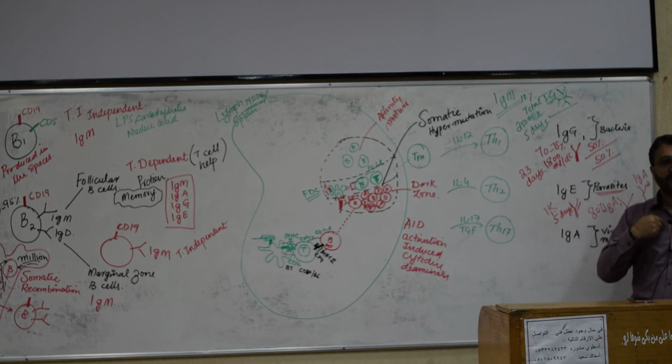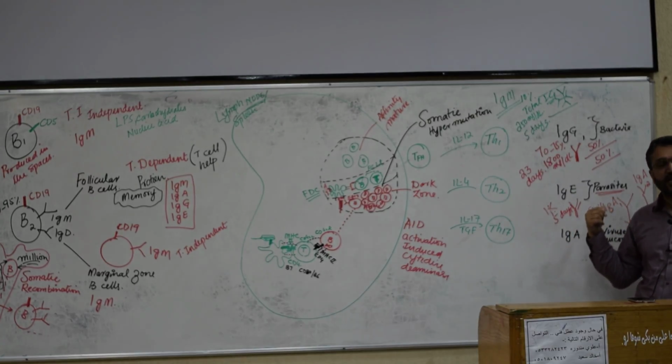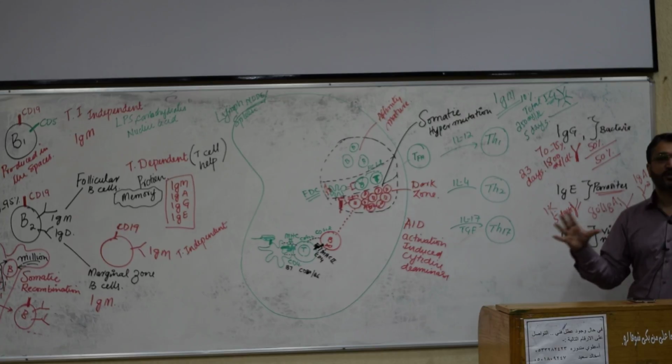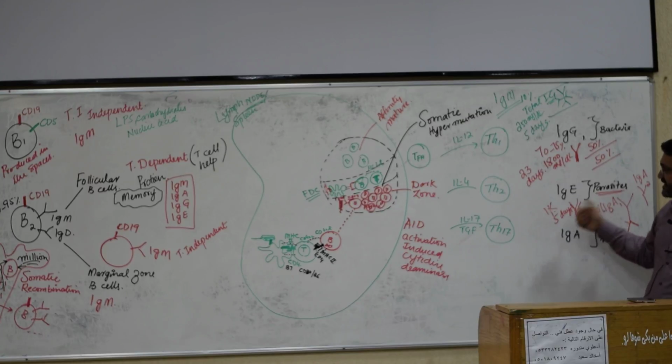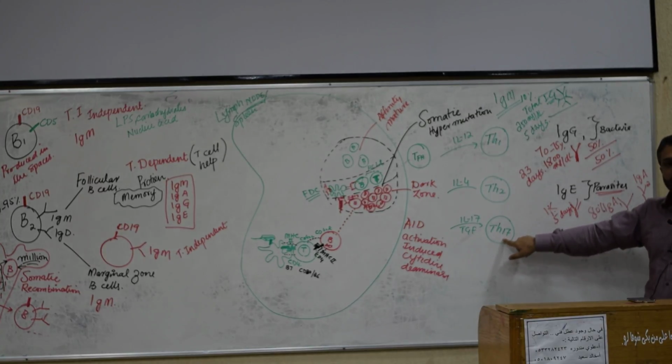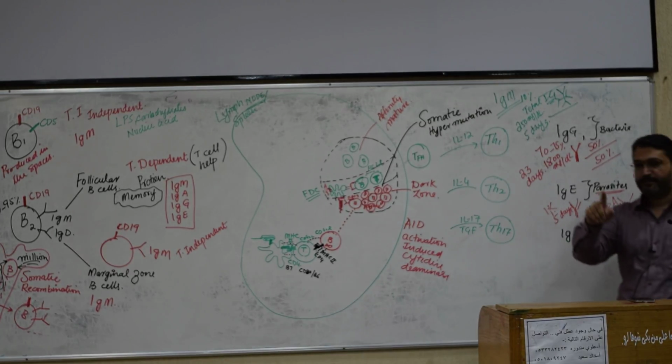So mucosa of the GI tract, mucosa of the respiratory tract, this secretory dimeric form of IgA is produced. And what is special about it? It is very effective against viral infection, especially in neutralizing viruses so that they are excreted from the body. So with respect to mucosal surfaces, Th17s are also very important. That's why Th17 is linked with IgA and viral infection.